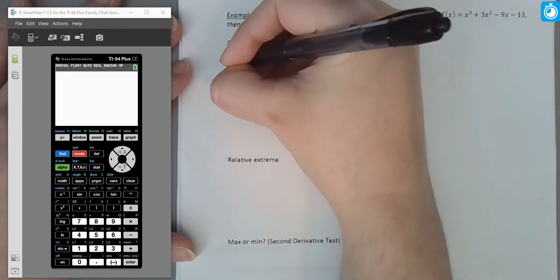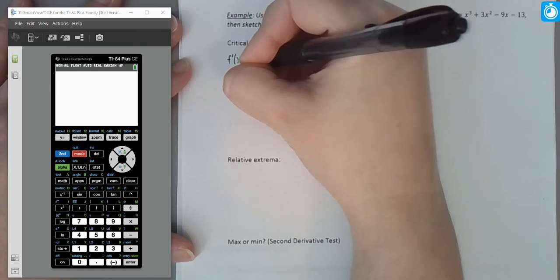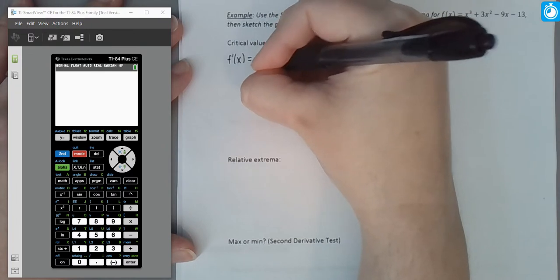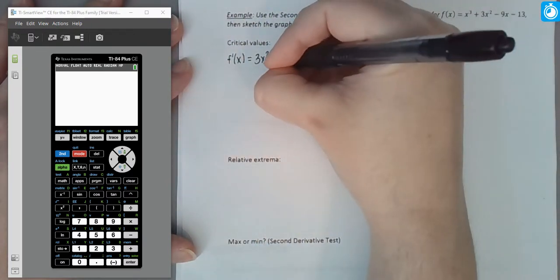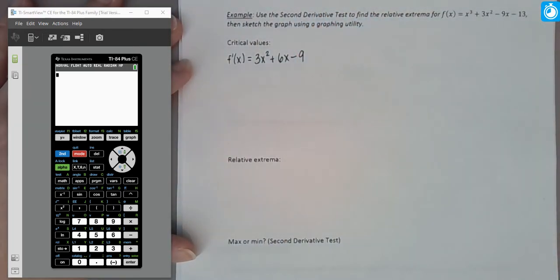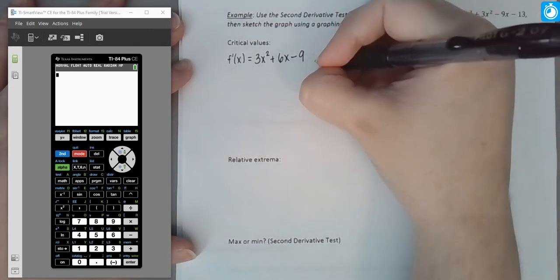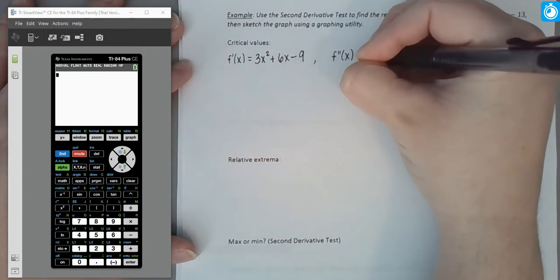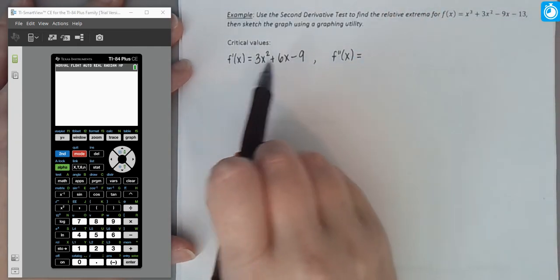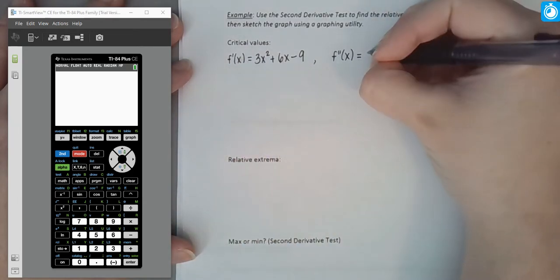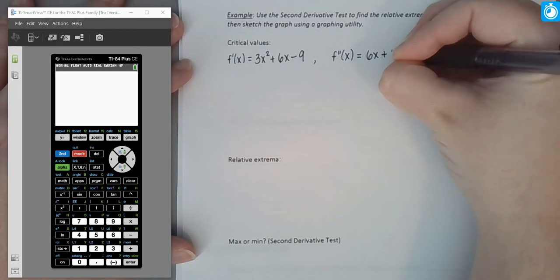So we need to start by finding our first derivative for our function in order to find those critical values. So we're differentiating our function. So that's going to be 3x squared plus 6x minus 9. So our critical values are going to come from setting that equal to 0. Now, because we're going to use the second derivative test, let's go ahead and find the second derivative as well. So the second derivative results from differentiating the first derivative as a standalone function. So differentiate term by term, so that's going to be 6x plus 6.